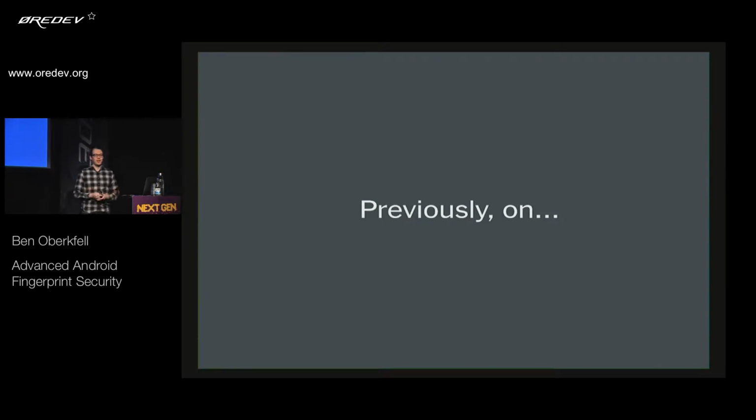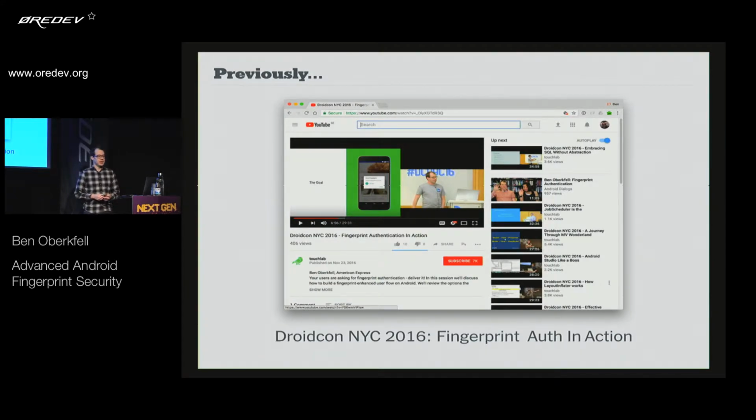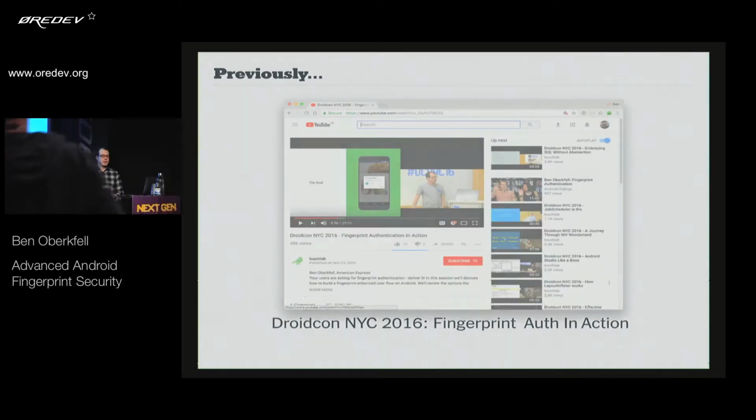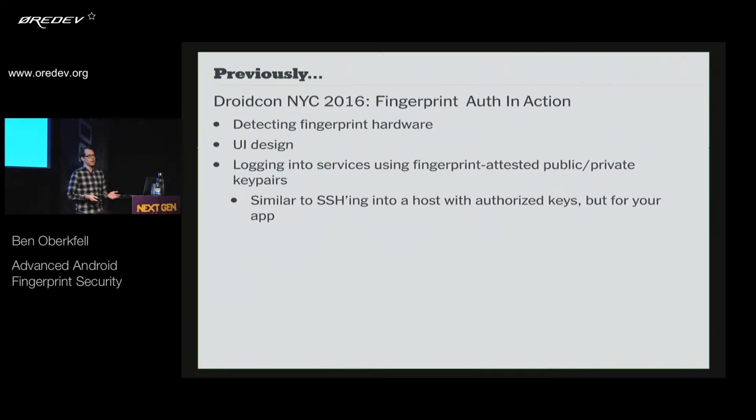Previously, like all great serial dramas, we have a sequel. At DroidCon New York in 2016, I gave this talk on fingerprint authentication. In this talk, we covered how to detect fingerprint hardware, how to do UI design for the fingerprint flows that your users see, and then also how to log into remote services using a fingerprint-attested key pair. The idea was, if you've ever used SSH to log into a remote service, it's just like that, but for your app. So if you want some introductory information on the fingerprint package, there's a place for you to check out as well.